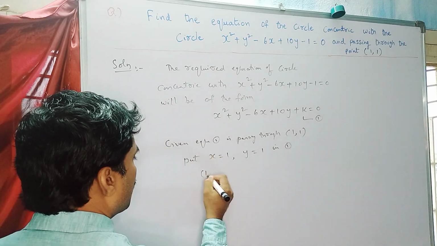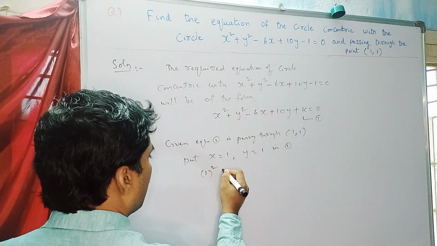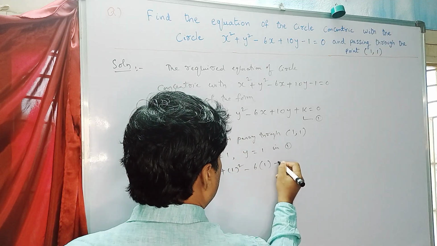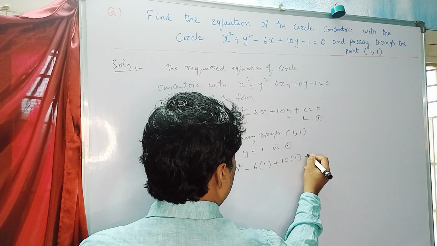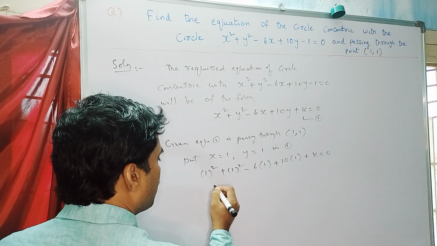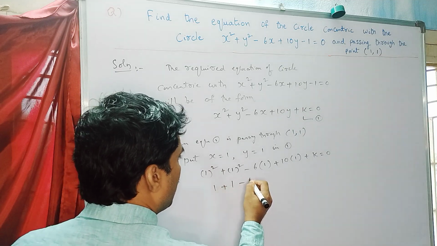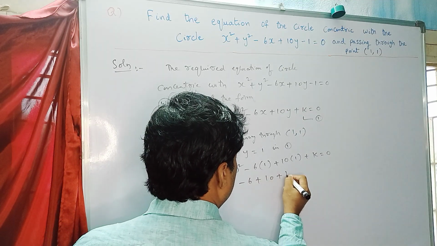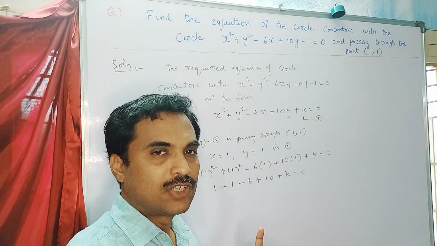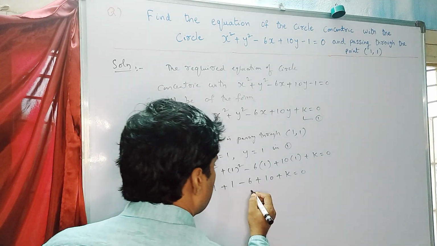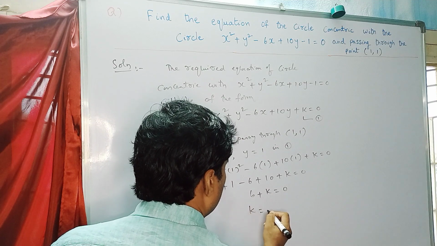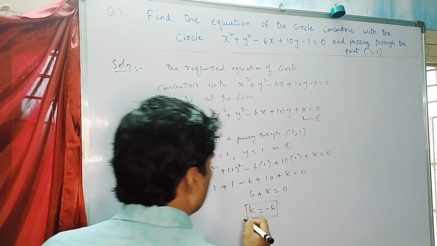Just substitute there: in place of x put 1, so 1 square, in place of y put 1, y square, minus 6 into 1 plus 10 into 1 plus k equal to 0. Simplify this: 1 square value is 1, again this 1, minus 6 plus 10 plus k equal to 0. What is 1 plus 1? 2. 2 plus 10? 12. 12 minus 6? 6. So 6 plus k equal to 0. This means k equal to minus 6. So you got the k value.